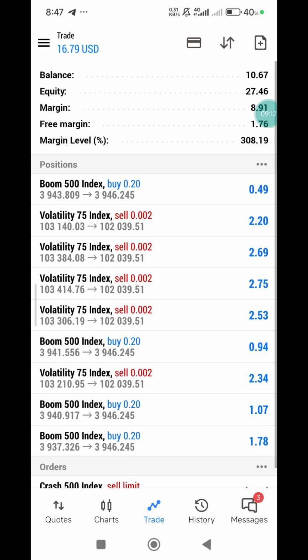So you can see this is how I flipped my account. CRT is the missing edge in your trading. Understand CRT and you will be profitable with it.